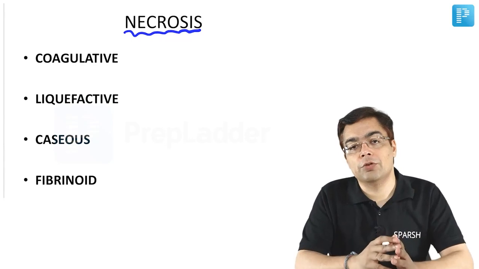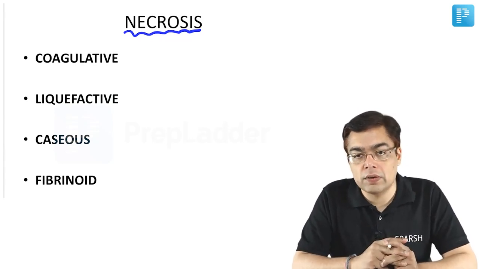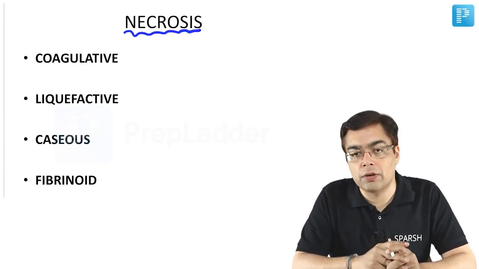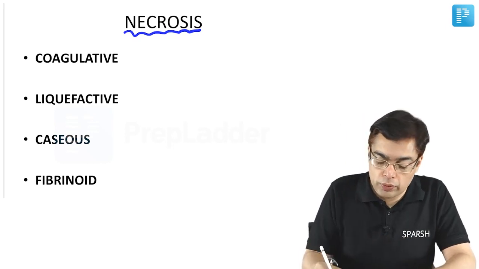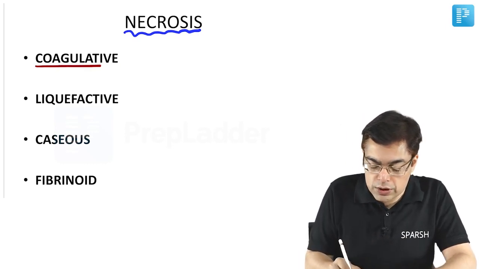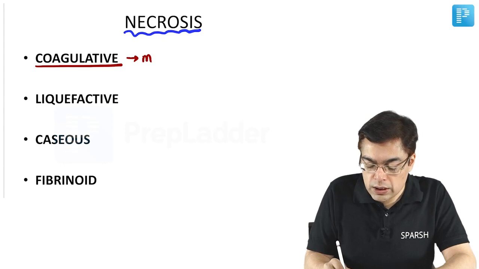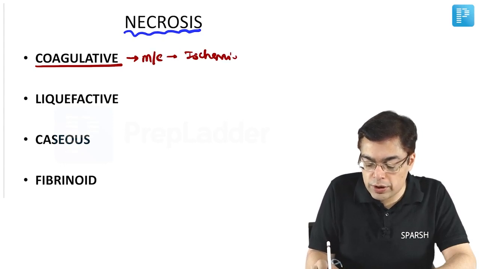So, necrosis simply refers to the spectrum of morphological changes that are seen in the tissue after deprivation of the blood supply. So, the commonest pattern of necrosis that is seen over here is coagulative necrosis. This is most commonly going to be caused because of a reduction in the blood supply, that is going to be ischemia.